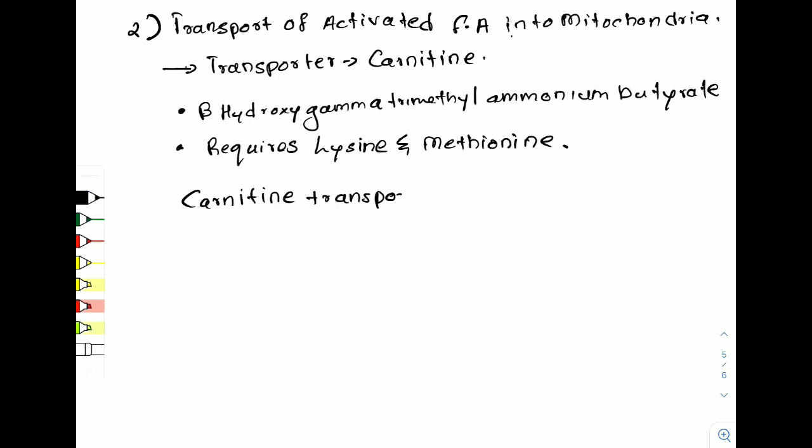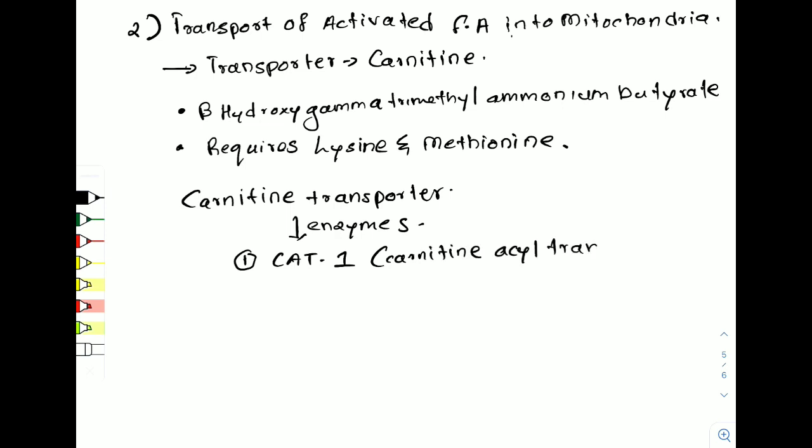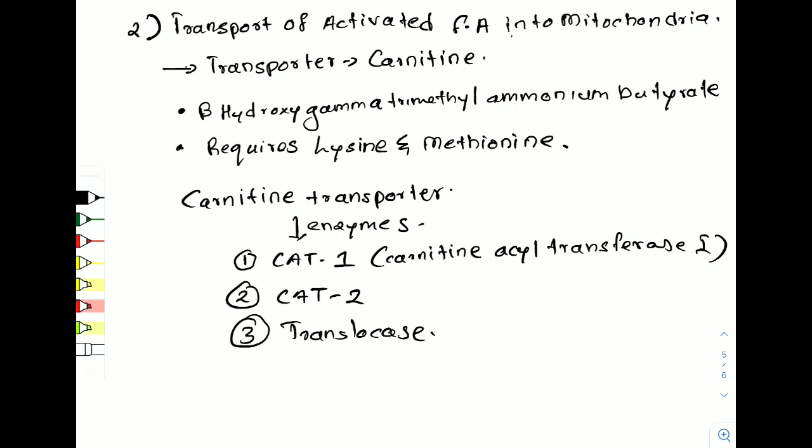Now the carnitine transporter is composed of the following enzymes mainly. They are composed of the CAT enzymes, CAT1 and CAT2. The full form of CAT is carnitine acyl transferase. So there is carnitine acyl transferase 1, and carnitine acyl transferase 2, which is known as CAT2. The third enzyme involved in carnitine transporter is translocase enzyme. Now I am going to diagrammatically represent the second step of beta oxidation, that is the transport of the activated fatty acid into the mitochondria.